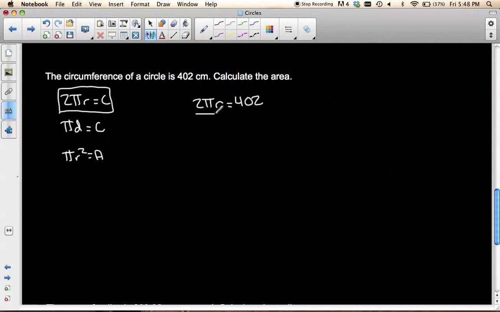So we work backwards. We do the reciprocal of 2 pi. So 1 over 2 pi. 1 divided by 1 is 1. 2 pi divided by 2 pi is 1. 1 times the radius will give us the radius. And now we just divide 402 divided by 2 divided by pi, which gives us 63.98.